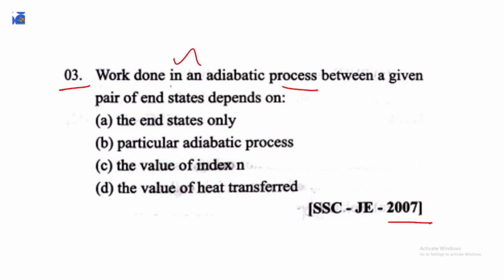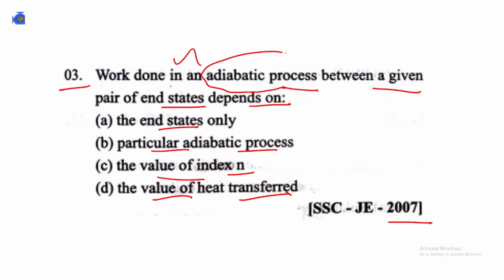Work done in an adiabatic process between a given pair of end states depends upon: option A, end states only; option B, the particular adiabatic process; option C, the value of the index n; option D, the value of heat transfer. It is clearly said that it is an adiabatic process, and they are asking about the work done, whether it depends only on the end states, or a particular process, or the value of the index, or the amount of heat transfer.